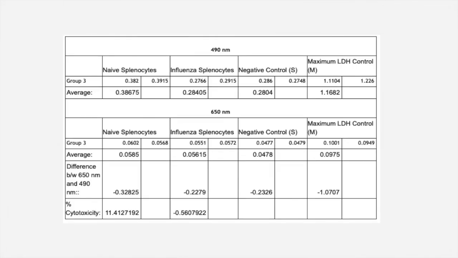The table is separated into two separate sections, indicating the determined values at both 490 and 680 nanometers. At both of these absorbance values, an average was determined for the naive splenocytes, influenza splenocytes, negative control, and the maximum LDH control. Using the formula from the previous slide, the percent cytotoxicity was calculated. As a result, it was determined that our naive splenocyte presented with 11.4 percent toxicity in comparison to the inoculated H1N1 splenocytes, which we calculated to have a negative value, indicating that formazan was never produced during the LDH assay.